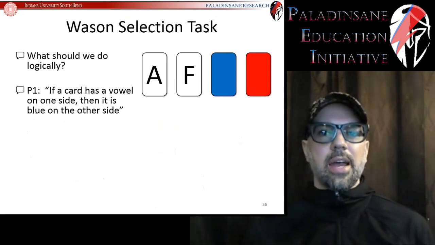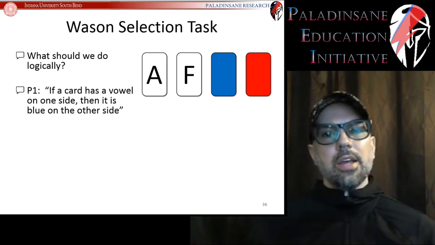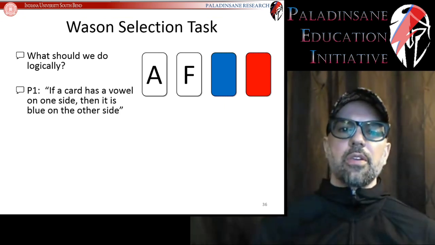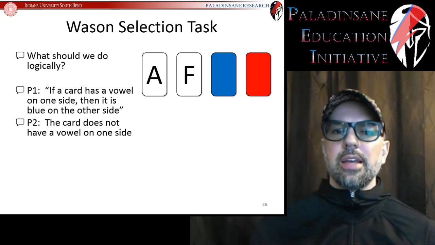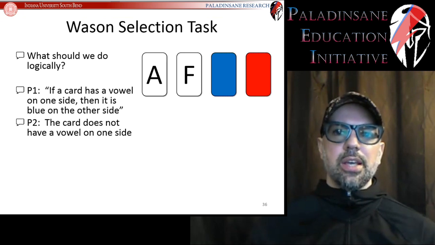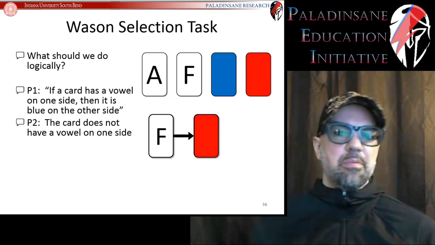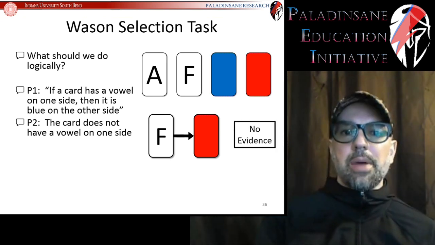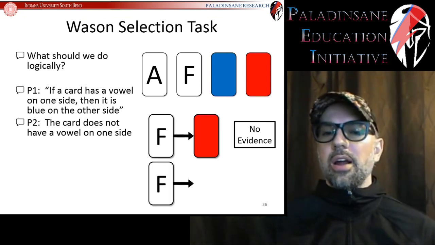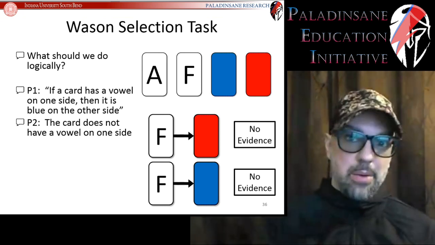And the other error that we have is that we flip over the not P card. So we have, if a card has a vowel on one side, then it is blue on the other side. We flip over the card that does not have a vowel on one side. And again, these two premises do not guarantee a conclusion. Because if we flip that card over and it has a red backing, that's no evidence, because the rule is about vowels and blue cards. If we flip it over and it has a blue card, that's also no evidence, because that rule is not about consonants. It's about vowels.